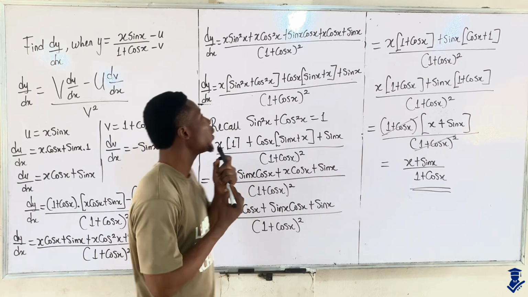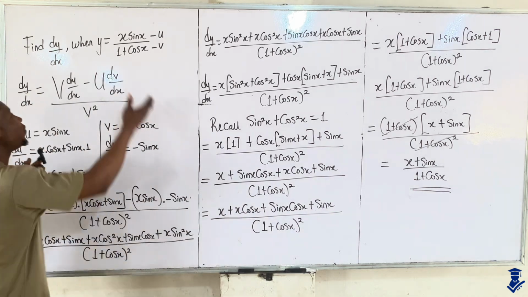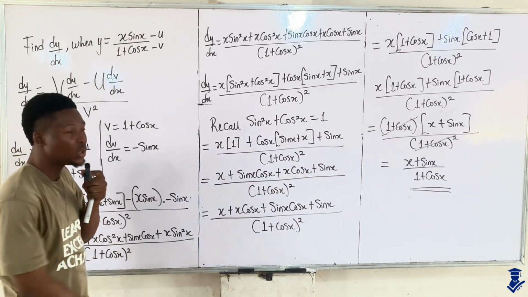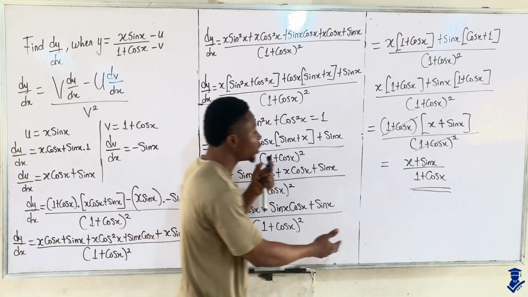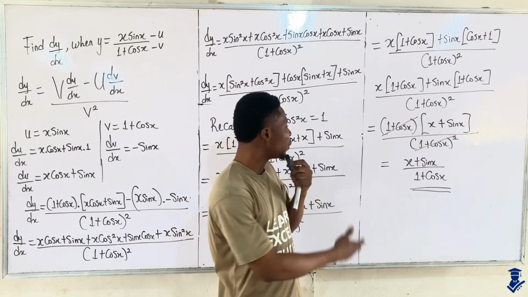All right, so when we differentiate this with respect to x, or when we find the dy dx of this using quotient rule, we're going to have what? X plus sine x over 1 plus cos x, and that will be our answer.